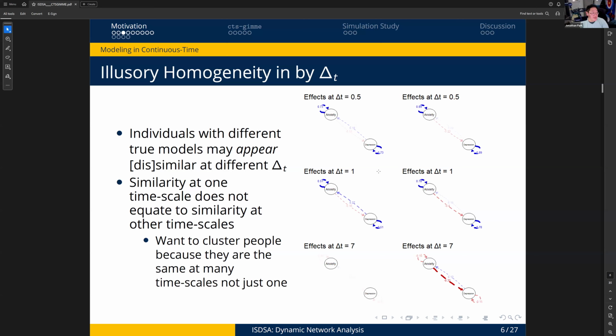Likewise, if I fit this at a delta t of 1, or at a daily sampling rate, we see that there are more prominent effects, but generally there's still a positive connection from depression to anxiety and a negative connection from anxiety to depression. But at the weekly interval, the effects for the first subject have decayed to zero. There's basically no association between anxiety and depression. But for the other subject, there's an increasingly strong association from anxiety to depression. So if I were to subgroup these same people using the same data generating processes, albeit different, I would say they are possibly the same group, and then the different group.